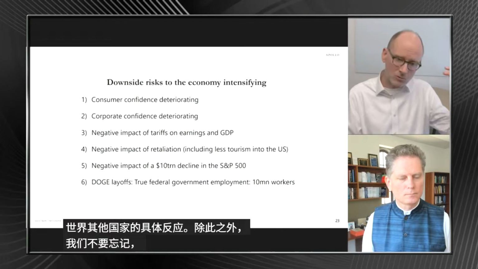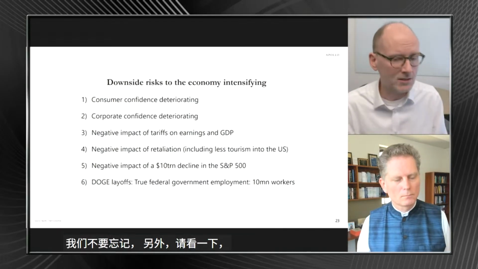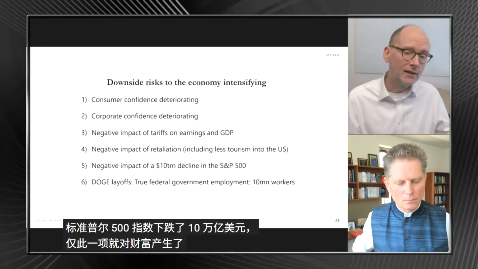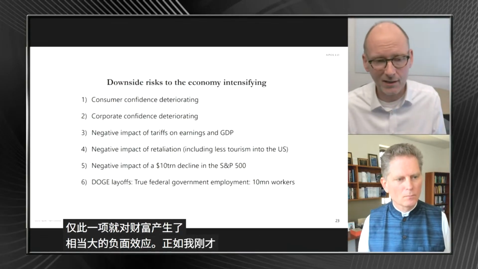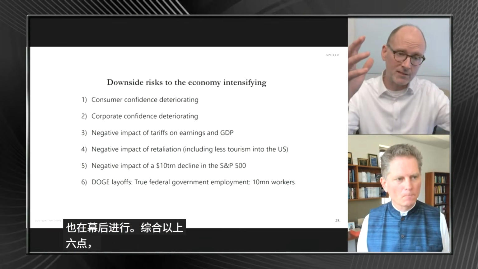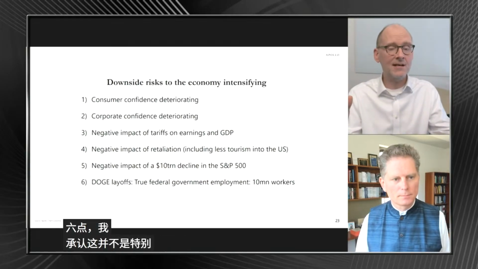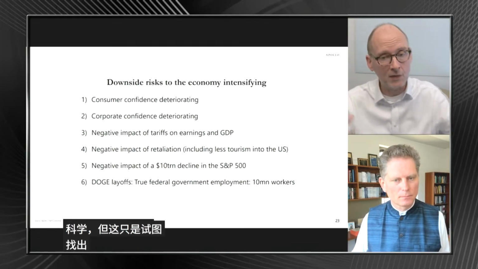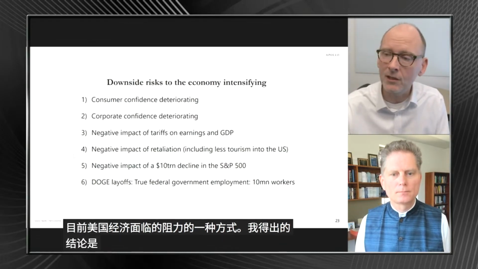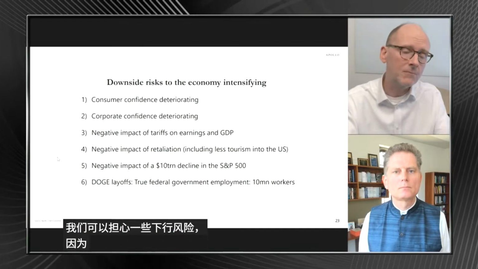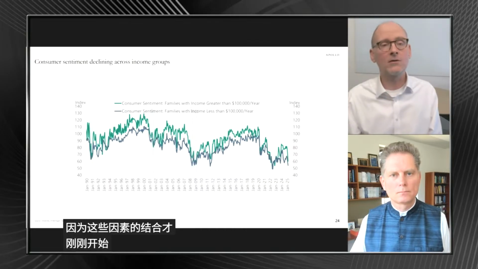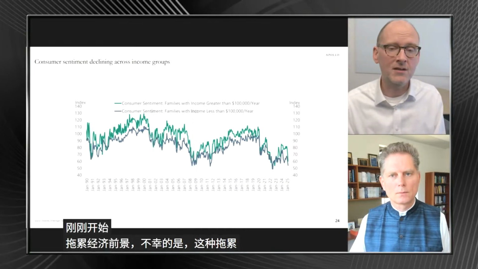On top of that, let's not forget, as we'll also look at in a minute, that we have a $10 trillion decline in the S&P 500. The negative wealth effect from that alone is quite substantial. And again, as I just highlighted, those layoffs are of course also happening in the background. So taking all these 6 bullet points, admittedly, this is not particularly scientific, but this is just a way to try to figure out what the headwinds to the US economy are at the moment. I do come to the conclusion that there are a number of downside risks we can worry about, simply because this combination of things is just beginning to drag down the outlook in, unfortunately, a fairly significant way.